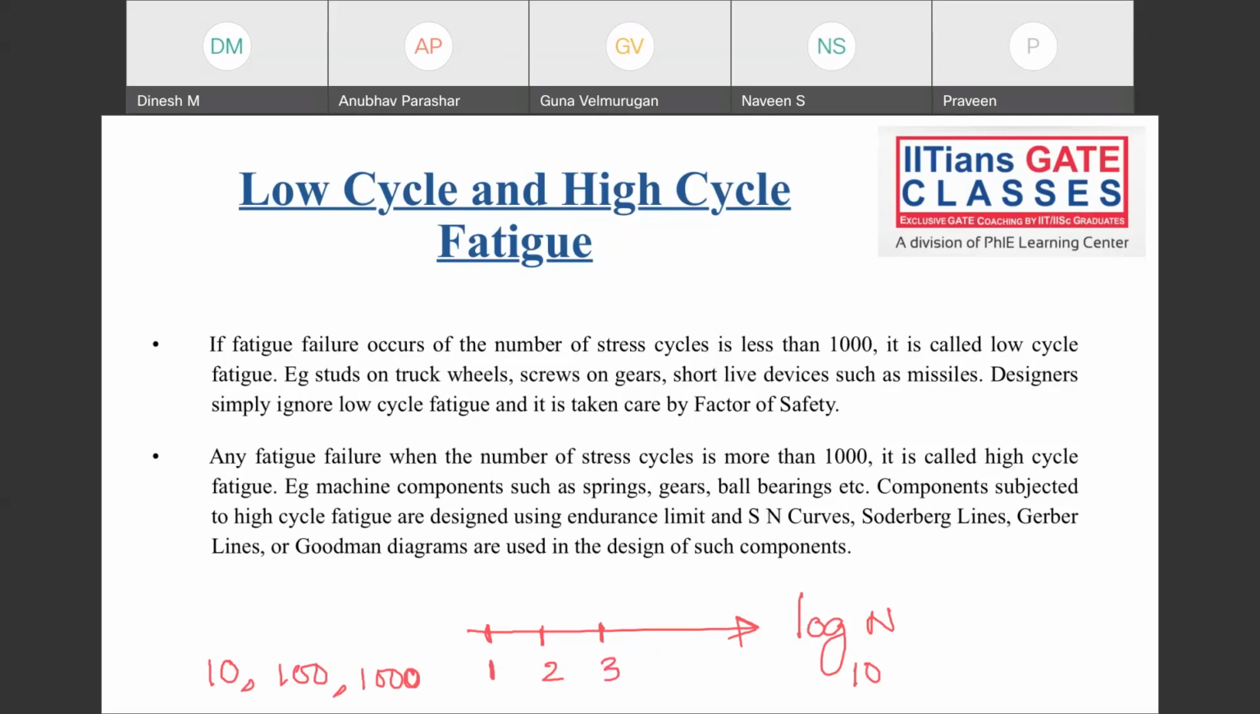Now, if the material is failing below 3, meaning failing in 10 cycles or 100 cycles or 990 cycles, there might be some materials that fail in this load category, but we are not considering them in our design. If the number of cycles is less than 1000, it is called low cycle fatigue. Where can it happen? Generally screws, nuts, bolts, short-lived devices such as missiles might have this kind of fatigue failure, meaning the failure is below 1000 cycles, right?